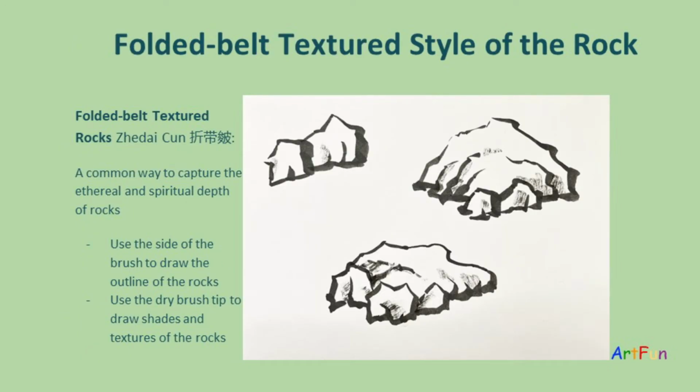Folded belt, textured rocks. 折带皴. A common way to capture the ethereal and spiritual depth of rocks. Use the side of the brush to draw the outline of the rocks. Use the dry brush tip to draw shades and textures of the rocks.